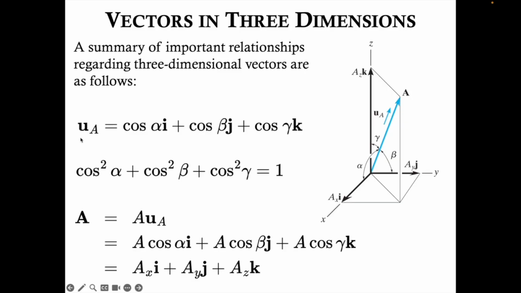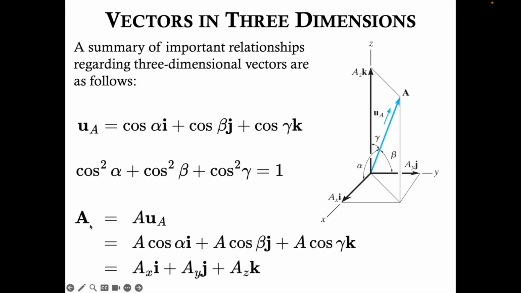Now we have a summary of important relationships regarding three-dimensional vectors, and those are as follows. So first thing is that u sub A unit vector can also be expressed as you see here, cosine alpha i hat plus cosine beta j hat plus cosine gamma k hat. Also, because any unit vector always has, by definition, a magnitude of exactly 1, then the sum of the squares of the components of the u sub A vector must equal 1.